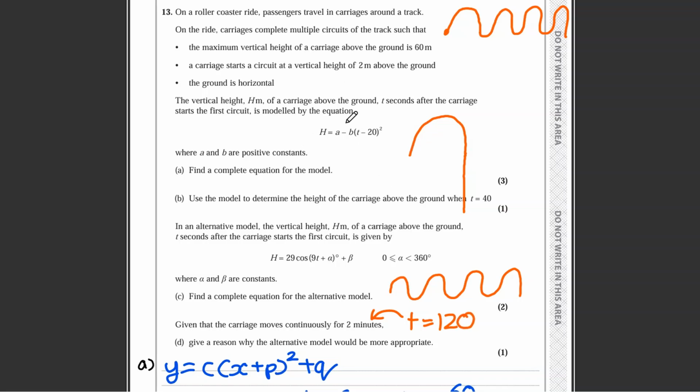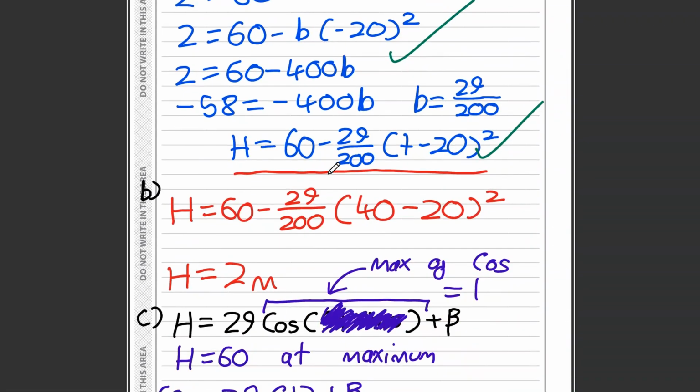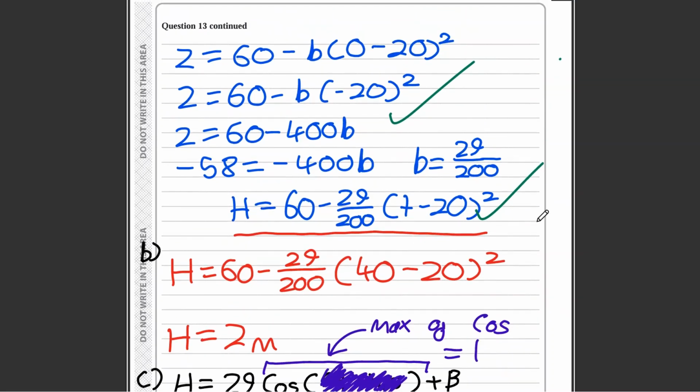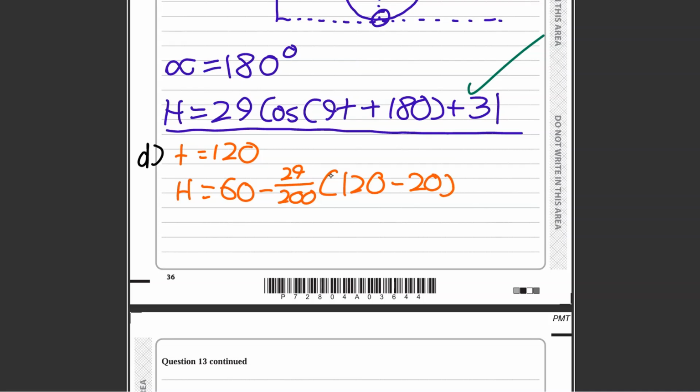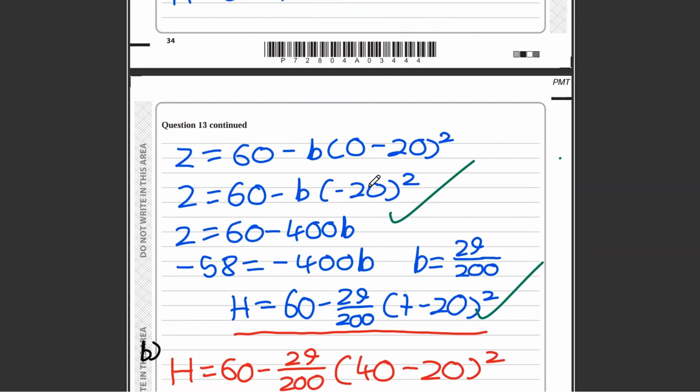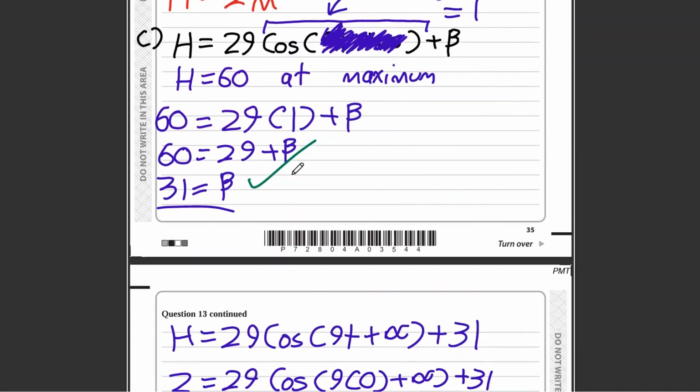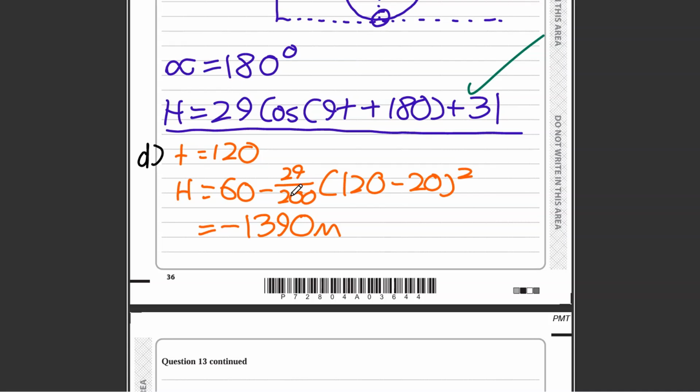Okay, if we sub this in to our first model, so this is this here that we found for part A, so t is equal to 120. This is going to be h is equal to 60 minus 29 over 200, and sub in t is 120 minus 20 squared. If you put this into your calculator, you get out a value of minus 1390 meters, and hopefully you can obviously see the flaw with this is this parabola essentially just keeps saying that the ride will keep going down forever, and it gives this value here that doesn't make any sense. It's kind of going into the ground.